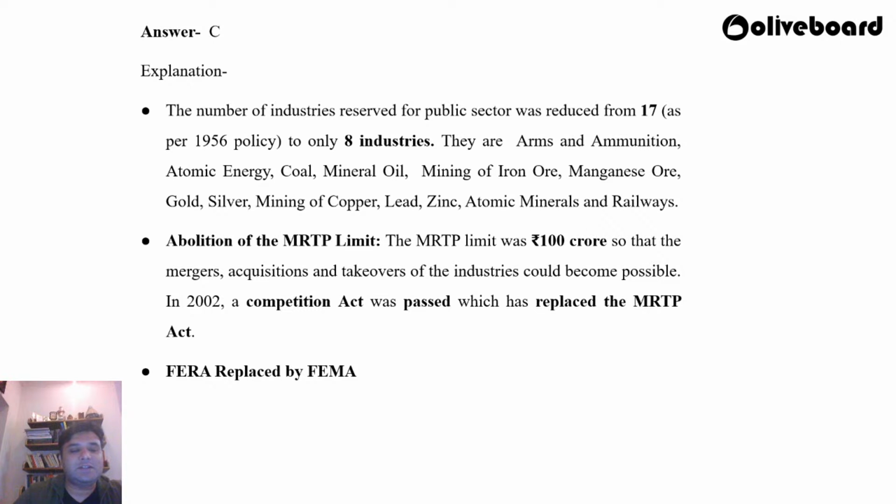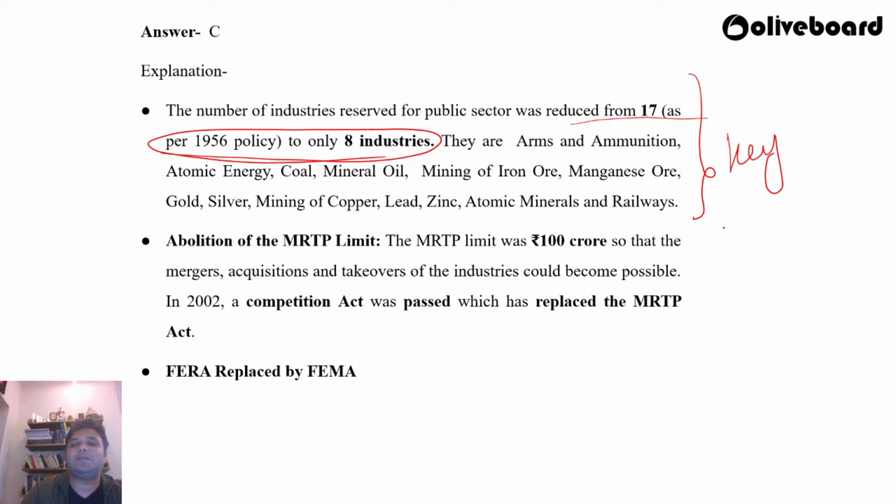So the correct answer is C. Right? C is the correct answer. Okay. The number of industries reserved for public sector was reduced from 17 to only 8 industries. They are arms and ammunition, atomic energy, coal, mineral oil, mining of iron ore, manganese ore, gold, silver, mining of copper, lead, zinc, atomic minerals and railways. So yeah, these are the key facts. These are the key takeaways. Okay.